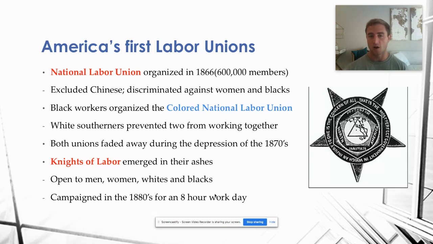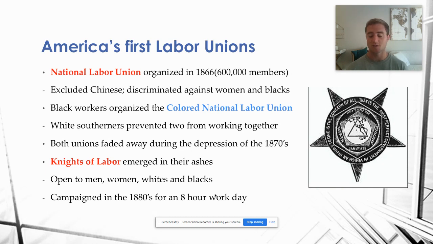Blacks then are going to form their own labor union, the Colored National Labor Union, because of the racism of both groups involved, obviously the white Southerners especially. These two labor unions aren't going to work together, and because they're not working together, they're going to fade away. And out of their ashes comes the Knights of Labor.